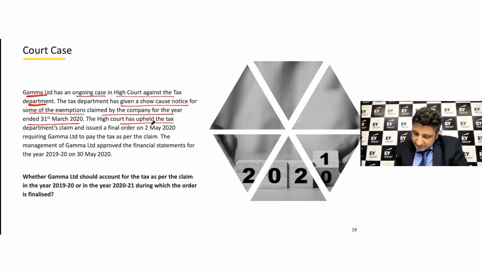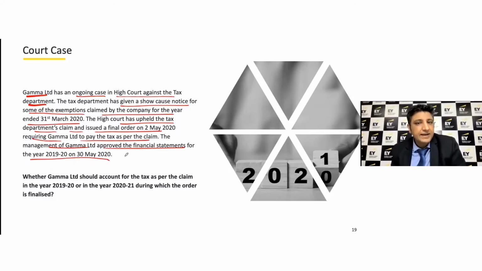The High Court has upheld the tax department's claim and issued a final order on 2nd of May requiring Gamma Limited to pay the tax as per the claim. The management of Gamma approved the financial statements on 30th of May 2020. Question is whether Gamma Limited should account for the tax in the year 2019-20 or in the next year, which is 2021. Of course, we need to ask those two questions. Let's try them again.